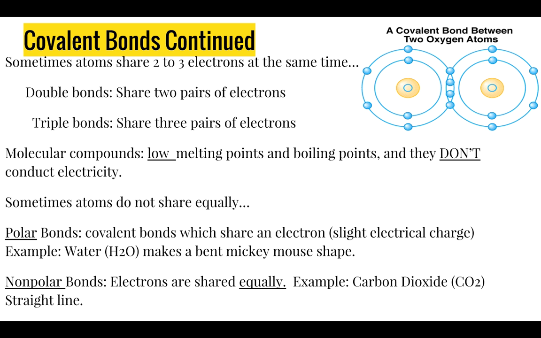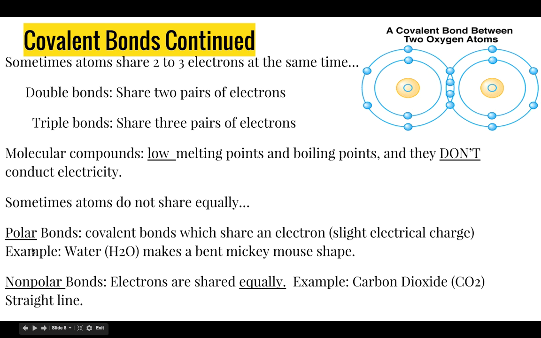Sometimes atoms share 2 to 3 electrons at the same time. You can get a double bond where they're sharing 2 pairs of electrons, or even a triple bond when they share 3 pairs of electrons. We can get something called a molecular compound, which have low melting points and boiling points, and they do not conduct electricity well. Sometimes atoms do not share equally.